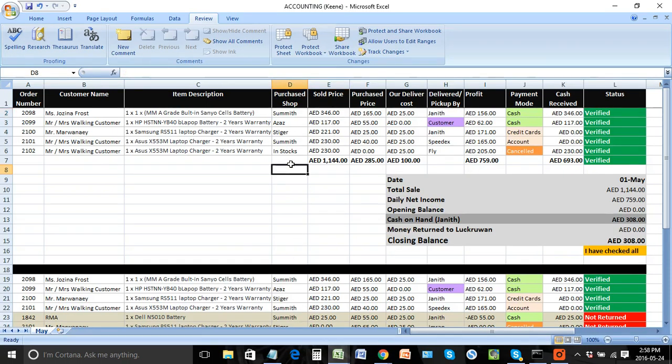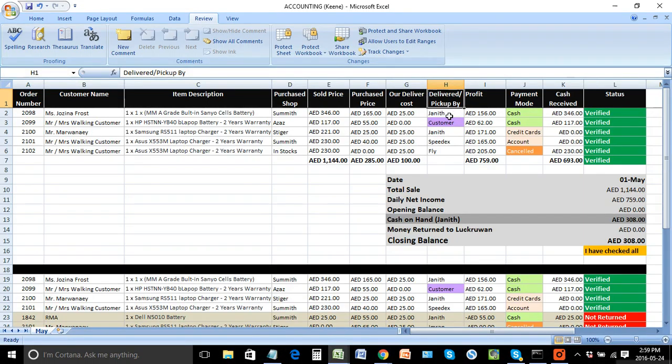here, sold price. And then purchase price, obviously Janit is going to give this price. What's the price that he purchased this item for? Okay, and then our delivery cost. Here we need to put our delivery cost. Remember, it's not the delivery cost for the item. This is our delivery cost. And here, delivered or picked up by whom.